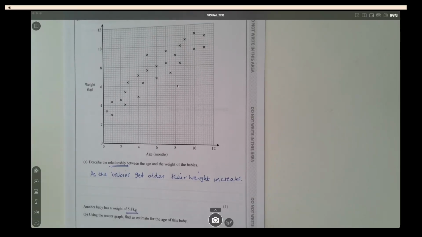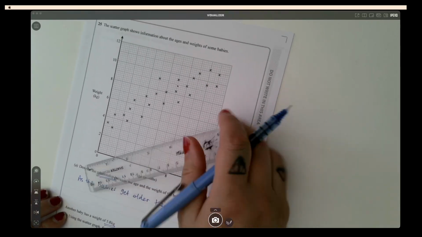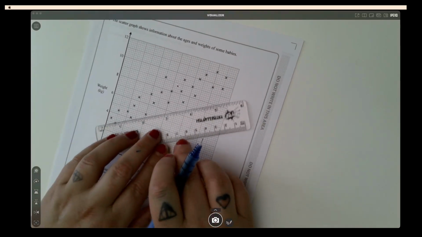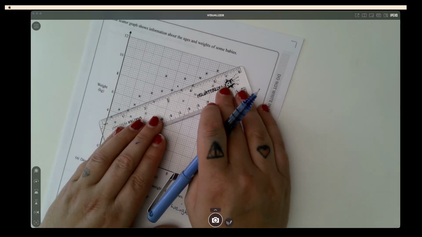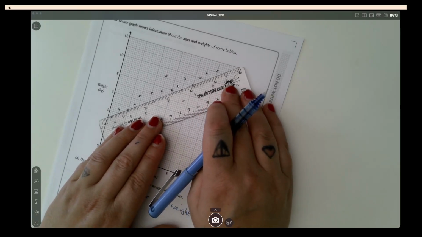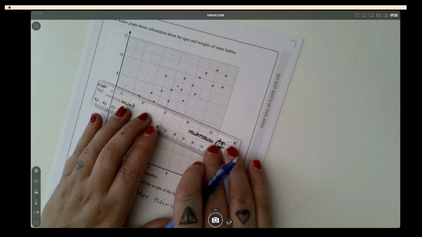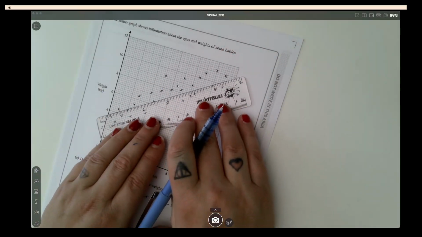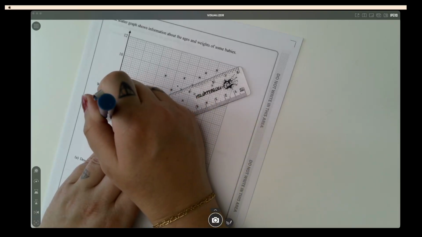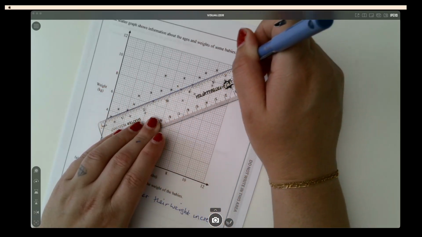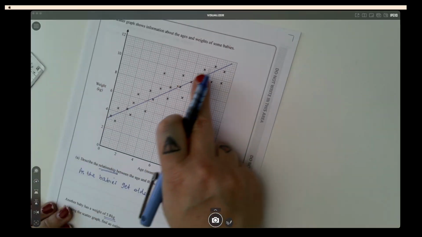To do that, we need a line of best fit. A line of best fit doesn't have to go through 0, but it does have to follow the trend of this data. You want to roughly aim for an equal number of points on either side. If I drew it like this, that's not following that upward trend. So try and get a rough midpoint average.